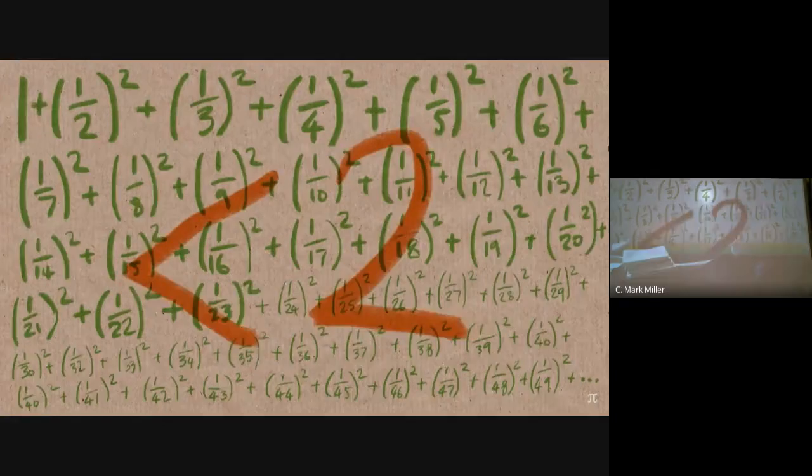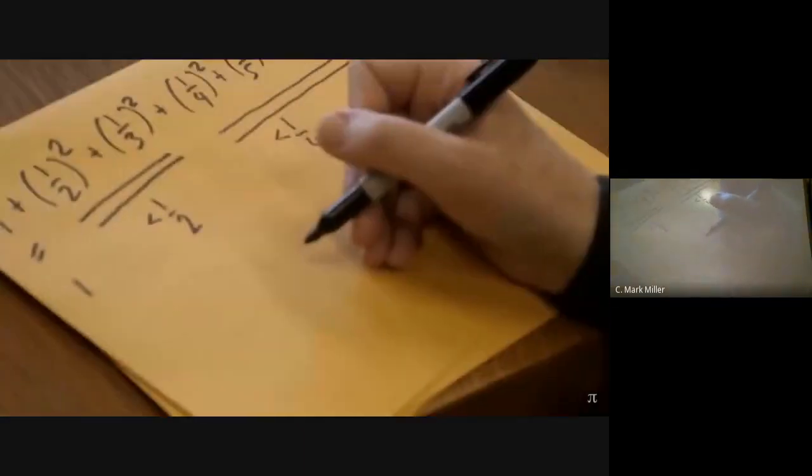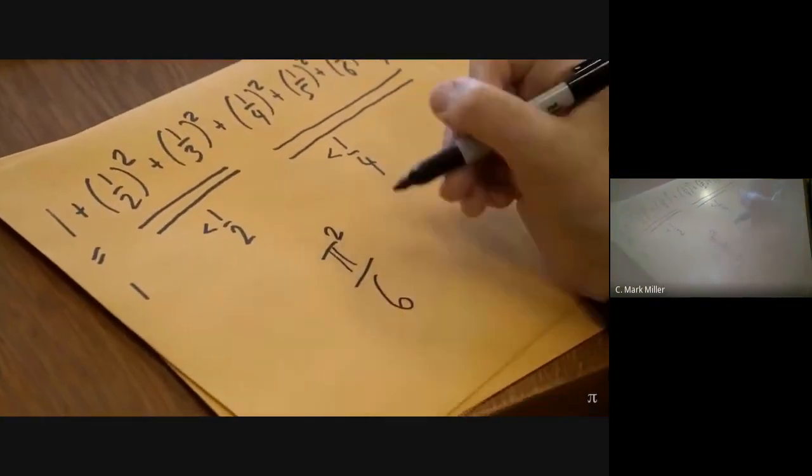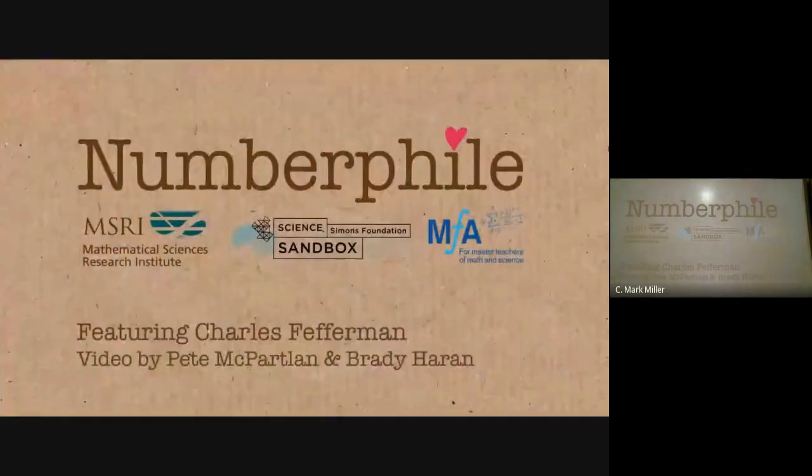And in fact, you could wonder, what is the value of the sum of all of these terms? That was a famous unsolved problem of the 18th century. And the answer is pi squared over 6. Pi creeps in where you would least expect it. Isn't that cool?